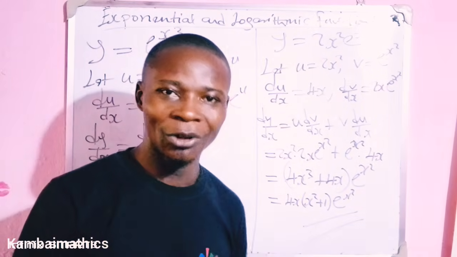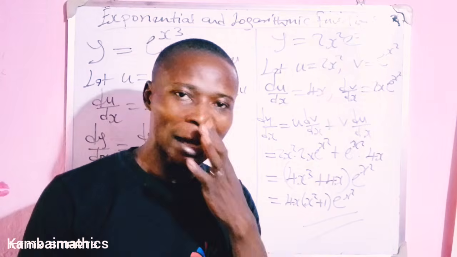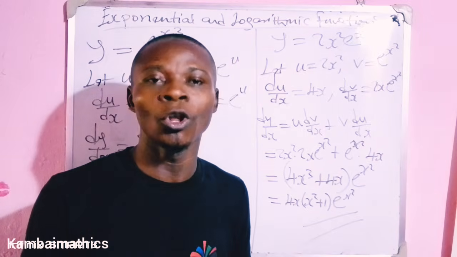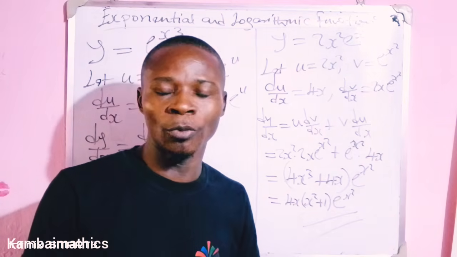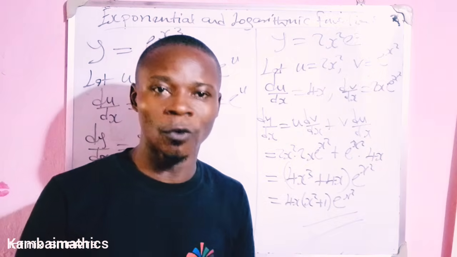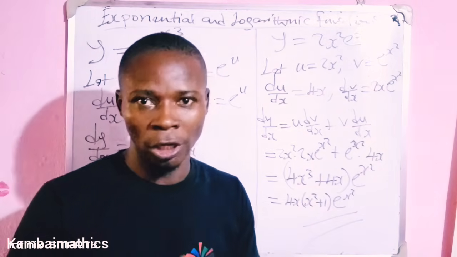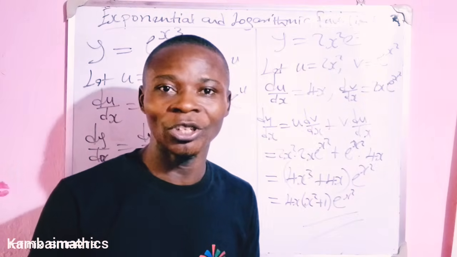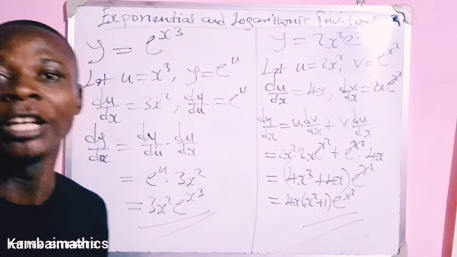So this is how you solve problems that have to do with a product rule that involves a polynomial and also an exponential function. In that case, you don't use function of a function, instead you use product rule. So let's solve a question that has to do with logarithmic function in order to move ahead.